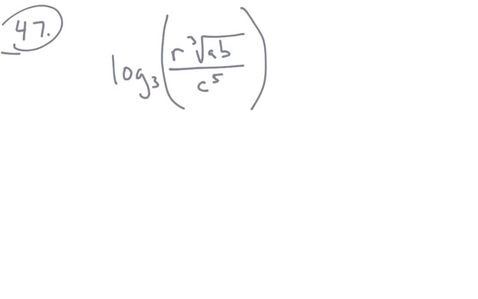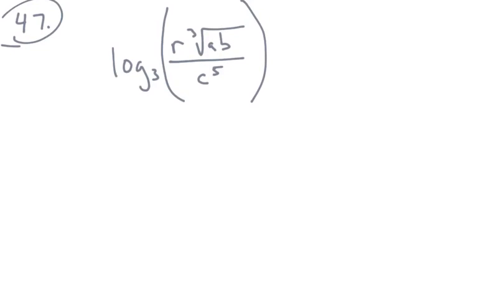Okay, let's look at 47. So 47 is asking us essentially to expand the given log. This requires you to remember the 3 log rules. If a log doesn't have a base, it means it's 10. It doesn't really matter for these rules what the base is as long as they're the same.